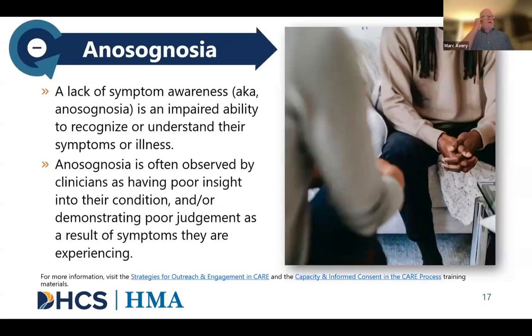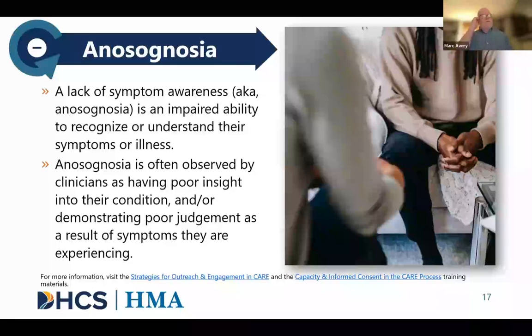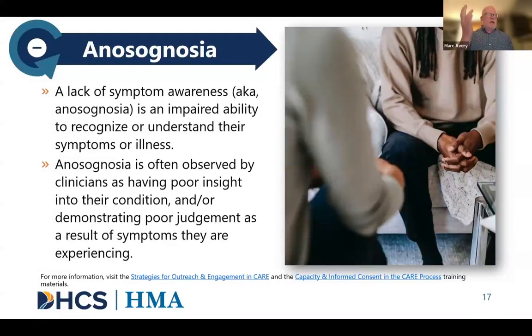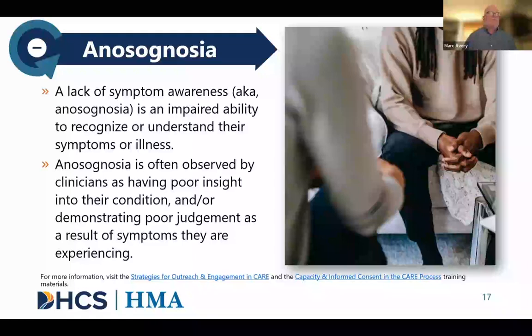Okay, we covered a number of symptoms that are referred to as positive symptoms and talked about a definition of psychosis. Let's talk about a few of the negative symptoms that we mentioned earlier. First is the concept of anosognosia. Unfortunately, persons with schizophrenia may not be able to recognize or understand their own symptoms or illness. This is a phenomenon known as anosognosia.